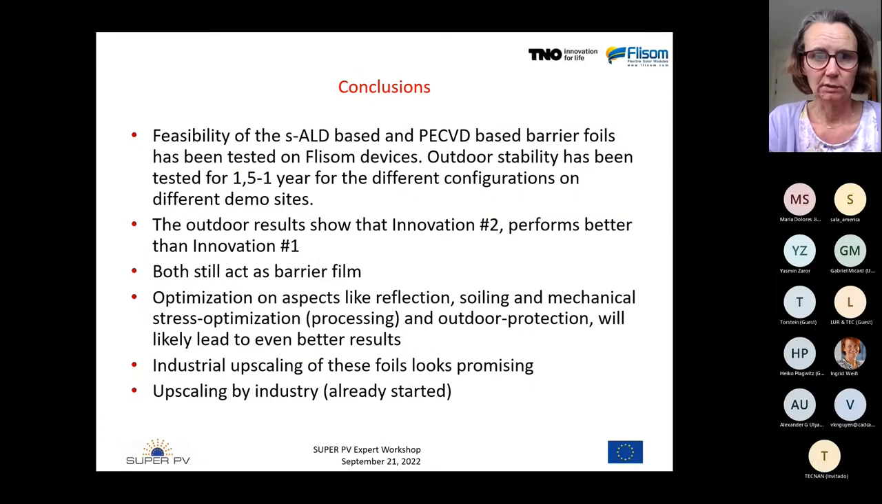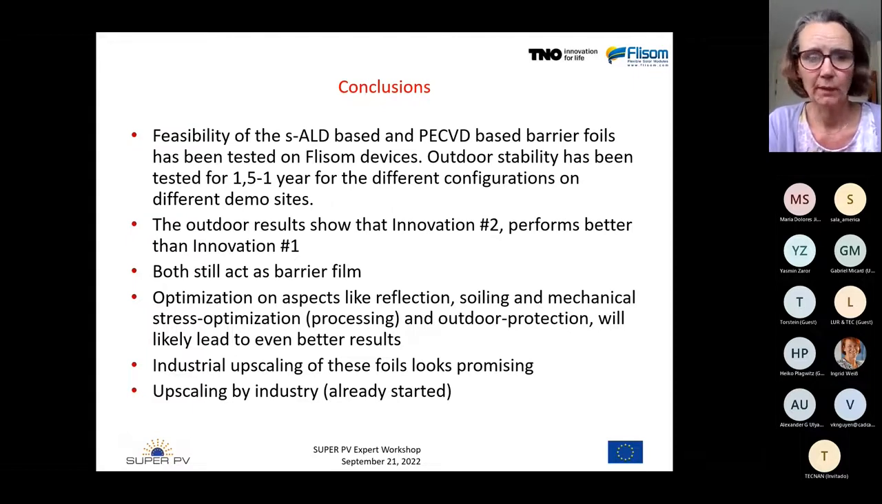So then I come to the conclusions. I think we have shown that feasibility of the spatial ALD-based and PECVD-based barrier foils has been proven and tested on FLISON devices. Also, the outdoor stability has been tested for 1 to 1.5 years for the different configurations on the different demo sites. Shown that the outdoor results show that Innovation 2 performs a bit better than Innovation 1, but both act as a barrier film.